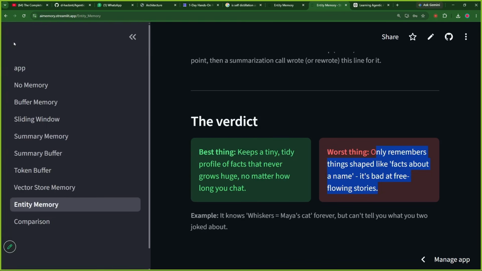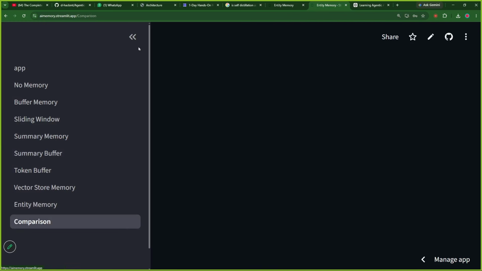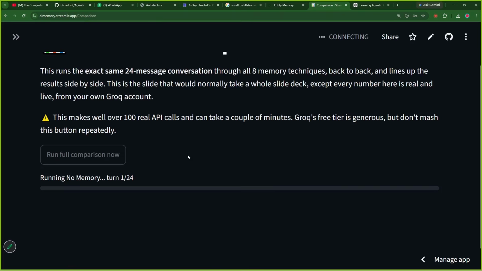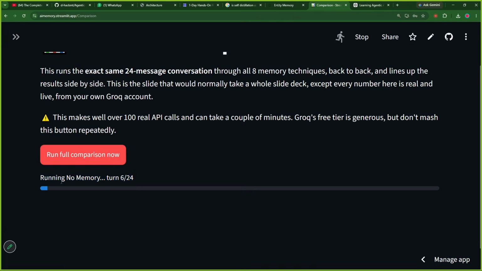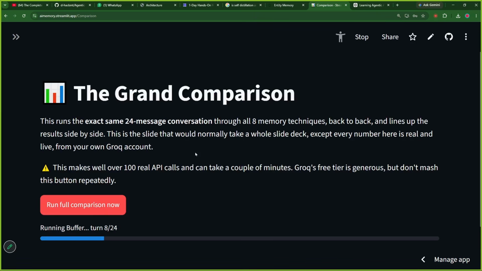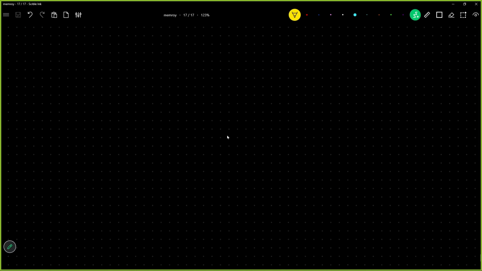So yes, these were all the different kinds of basic memories: buffer memory, sliding window, summary buffer, token buffer, vector store, entity. You can always combine any of these memories to create a hybrid of them. And lastly, you can see a comparison. This will run a full comparison for you, and in the end it will give you the comparison. So 24 queries will run, and once this is completed, you can see what the comparison looks like. And yes, that was all about different kinds of agentic memory.